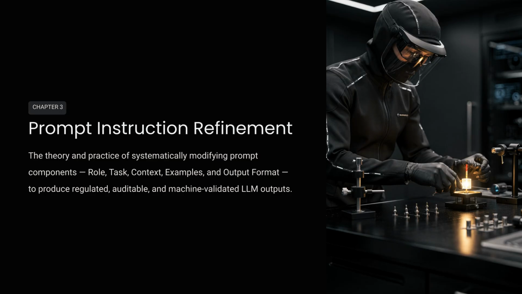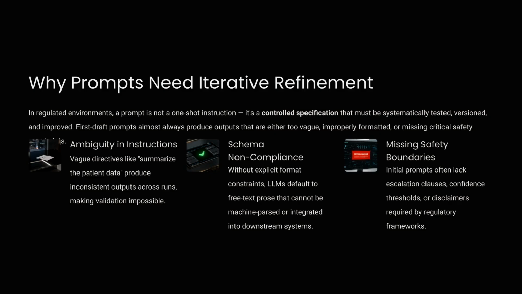Chapter 3 covers prompt instruction refinement. This involves systematically modifying the prompt components, like role, task, context, examples, and output format, to produce regulated, auditable, and machine-validated LLM outputs. Prompts need iterative refinement because first draft prompts often result in vague outputs, schema non-compliance, or a lack of necessary safety boundaries.